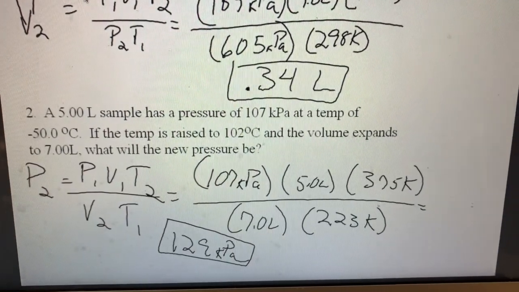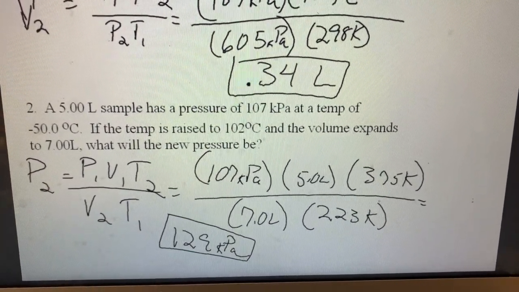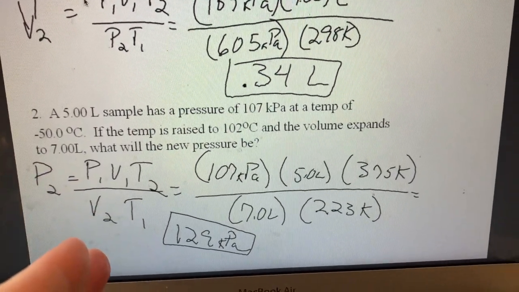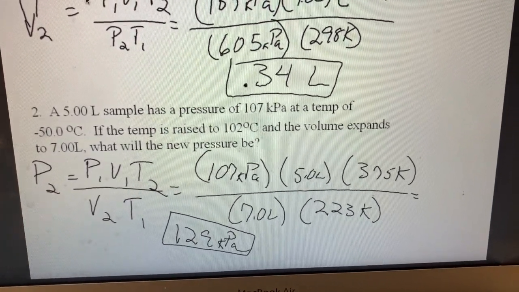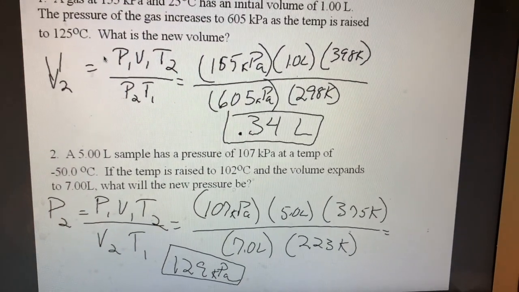Number two, a 5-liter sample has a pressure of 107 kilopascals at a temperature of -50. If the temp is raised to 102 and the volume expands to 7, what will be the new pressure? Same situation using combined gas law and going ahead and solving to get about 129 kPa. All right, great. This is the end of your notes.